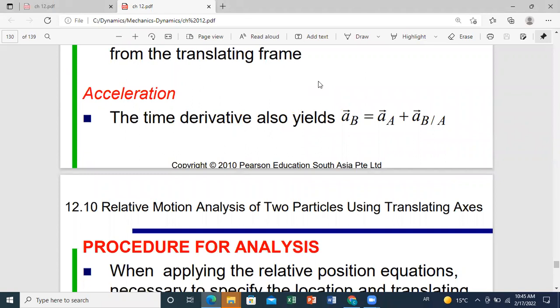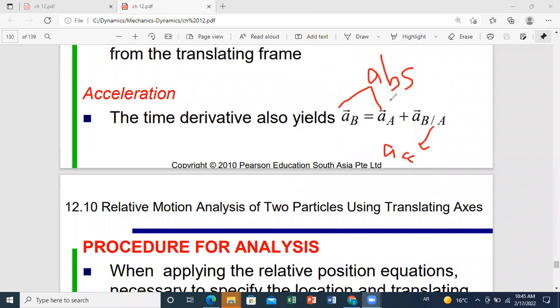Here also AB and AA represent absolute acceleration measured in the fixed frame, while AB relative to A represents the acceleration of particle B measured with respect to the moving frame. So that's it. In this section, you should just know two relations: VB equals VA plus VB relative to A, and AB equals AA plus AB relative to A.